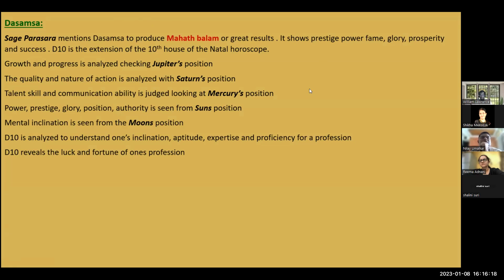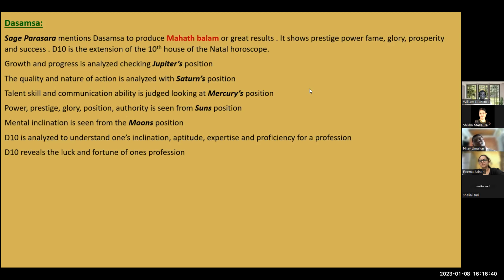Each planet in the Dasamsa chart has a totally different meaning related to one's profession. What does Jupiter's position mean? What does Saturn's position mean? Mercury's position, Sun's position, Moon's. Venus's position: if you want to know the comfort level, you will have to know where Venus is placed. You will also have to look at Rahu and Ketu's position.